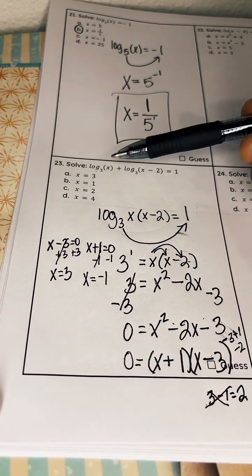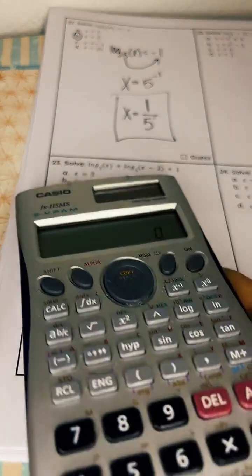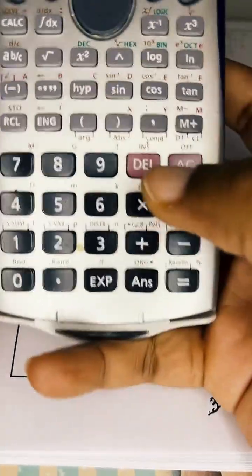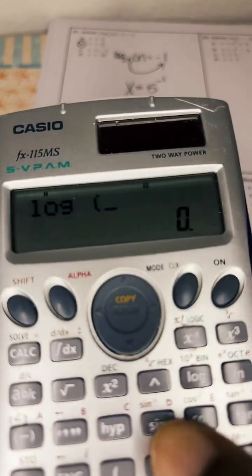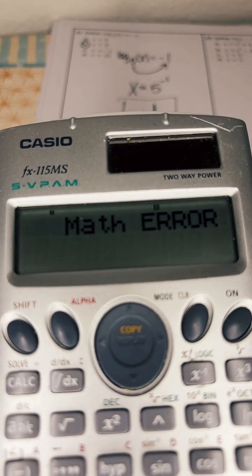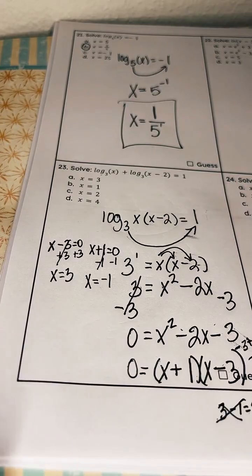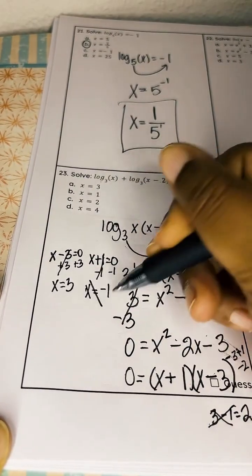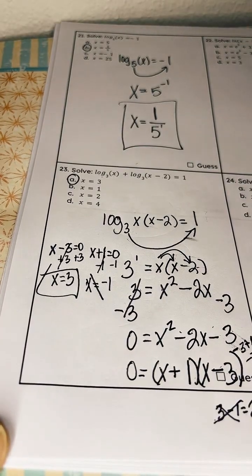Now, remember how I was telling you logs can't do like a negative? It comes out undefined or something like that. Let me show you guys why in the calculator. So if you put in log like this, and then of negative 1. See how it says math error? You cannot take a log of a negative number. So although we got x equals negative 1, this one does not work for a log. So this is our only solution. x equals 3.